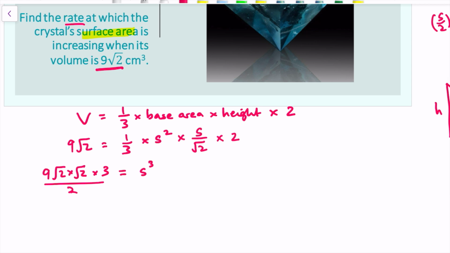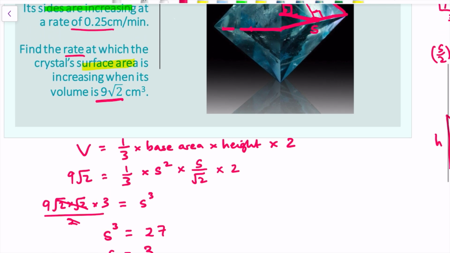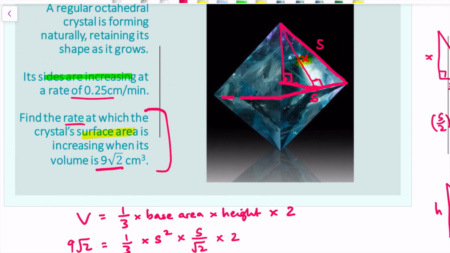So working that out, root 2 times root 2 is 2, which cancels with the denominator 2. s cubed equals 27. We know we're kind of onto something here when we get a nice answer. It's not always going to be nice, but it suggests we're doing something right if we get s is equal to 3. So, rewording the question, find the rate at which the crystal's surface area is increasing when s is 3, so when the crystal has got to a size with side lengths of 3.